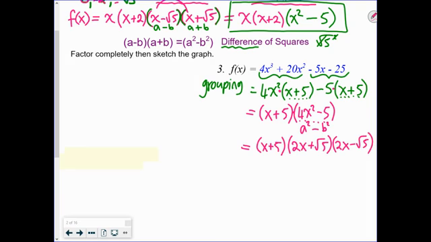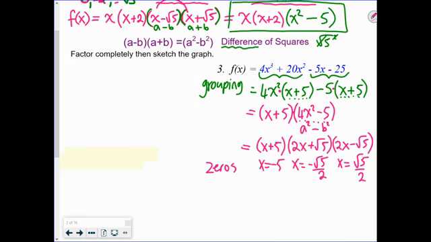So to graph it, I'm going to need the zeros. This is x equals negative 5. This one gives me x equals negative the square root of 5 divided by 2. And this one gives me positive the square root of 5 divided by 2. So put these on a graph.